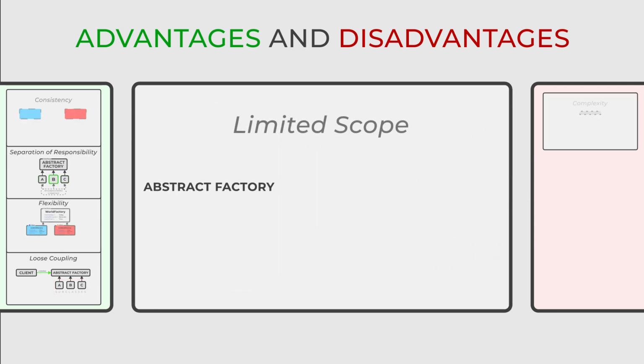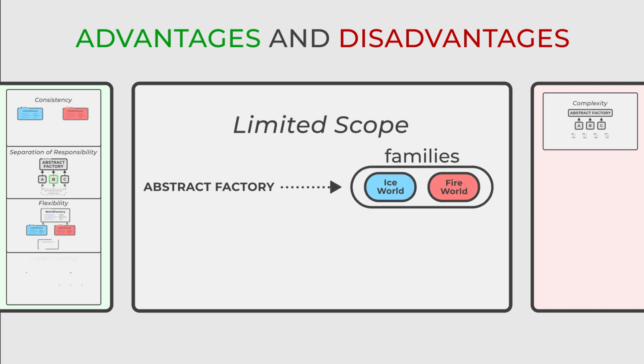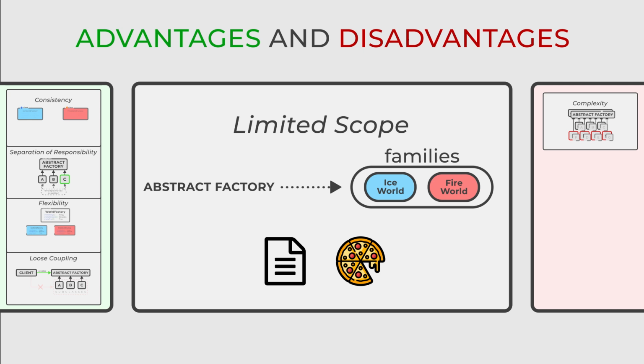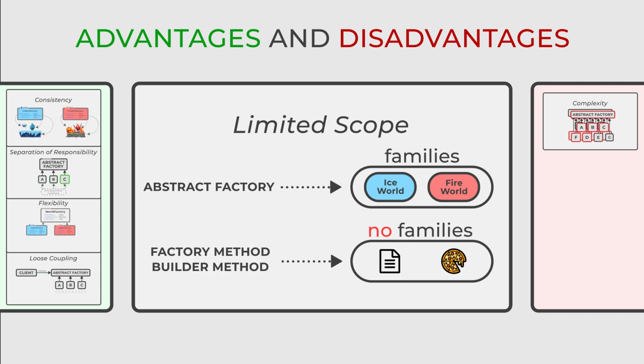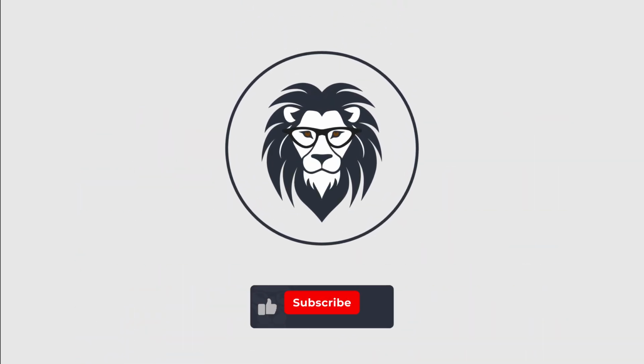Secondly, the abstract factory pattern has a limited scope and is most suitable when dealing with a specific set of related product families. If the application requires creating individual objects with unique characteristics, other creational patterns like factory method or builder might be more appropriate. That's all about abstract factory design pattern.